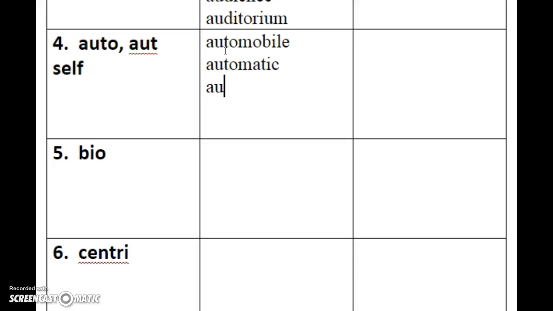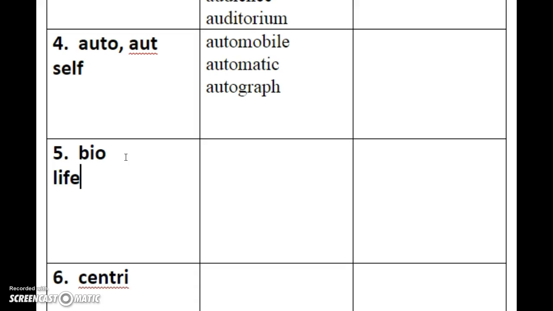And I'm going to give you autograph. Autograph. And graph is a root that means writing. We'll get to that in a later unit. But to graph, so this is your self-writing or your signature. And then I would like you to pause and draw something that will help you remember that auto, ought means self. Alright, so number 5 is bio, and the root bio means life.